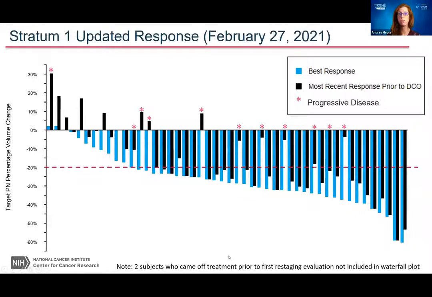This is what we call a waterfall plot. This takes a look at each individual patient's response. And what you can see here in blue is their best response, so the most shrinkage they had at any time on the study. And in black, next to that is that patient's response at the time of data cutoff, at the last time they had a restaging evaluation or an MRI evaluation before data cutoff. So the blue is what you can see here. We did have some patients now getting down all the way to 60% shrinkage as best response. But again, we didn't have anyone who wasn't a responder in the previous data cutoff who's a new responder now.